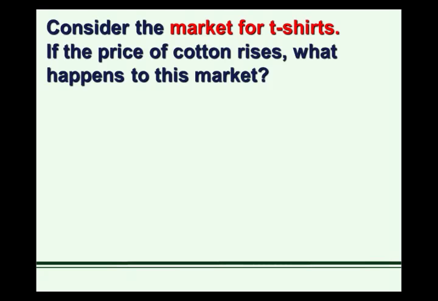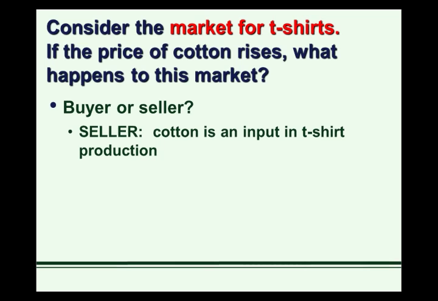Let's think about a different market and a different event. Consider the market for t-shirts. If the price of cotton rises, what happens to this market? Well, again, let's ask the question, buyer or seller. In this case, cotton is the input in t-shirt production. So we're really talking about a production decision, which is the seller of the t-shirts, and that is the supply curve. So here, our supply curve is going to shift.